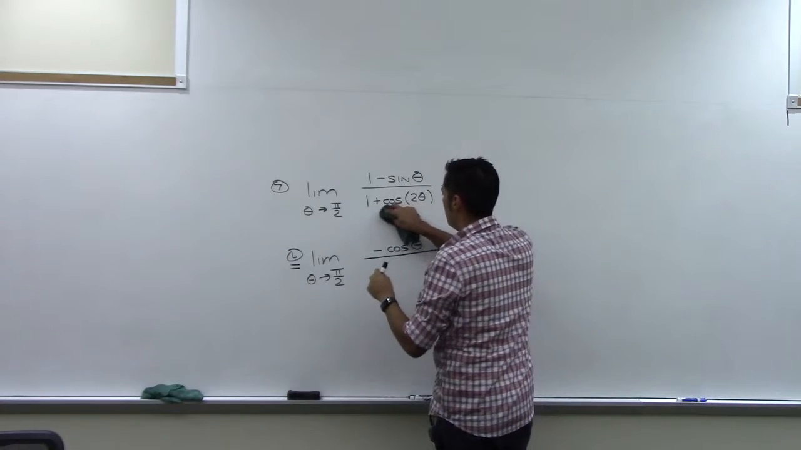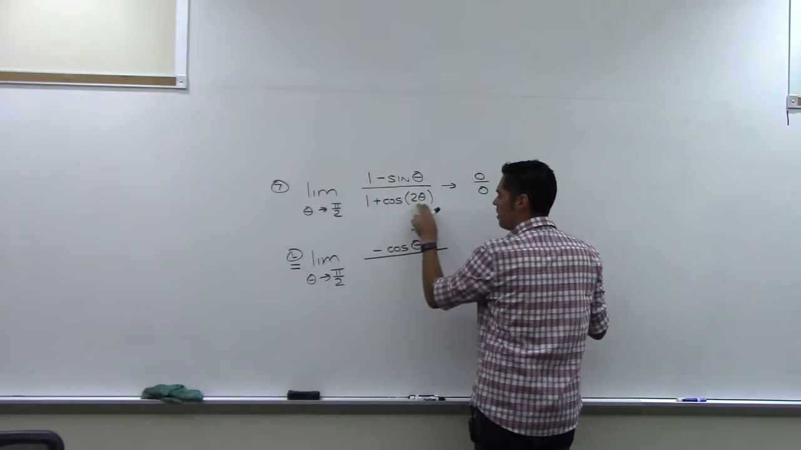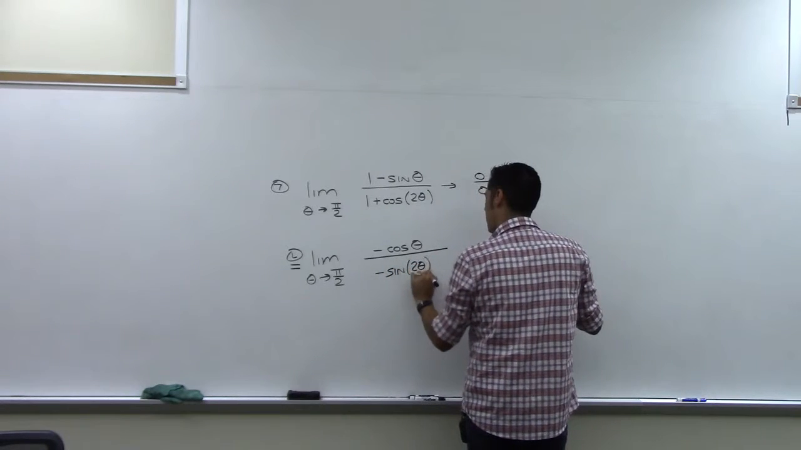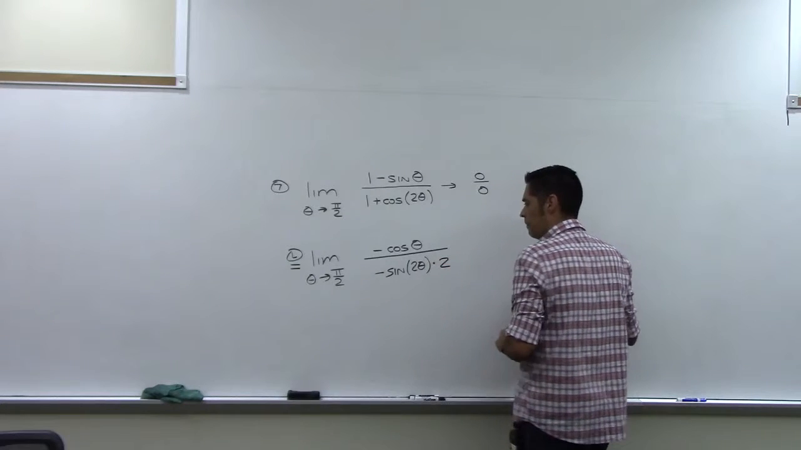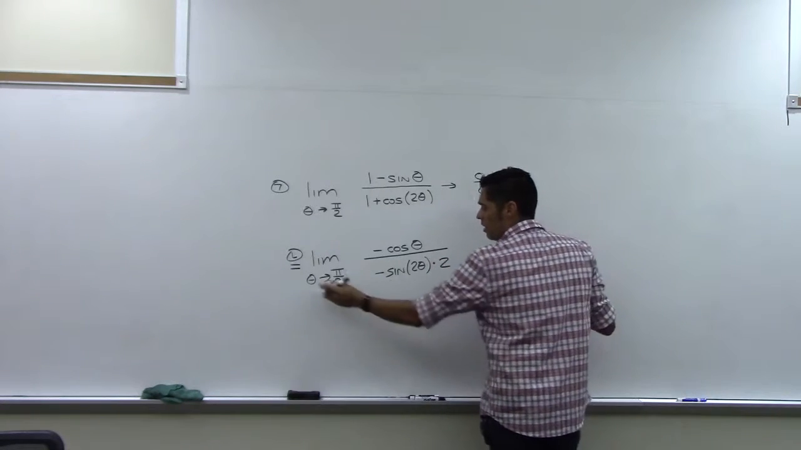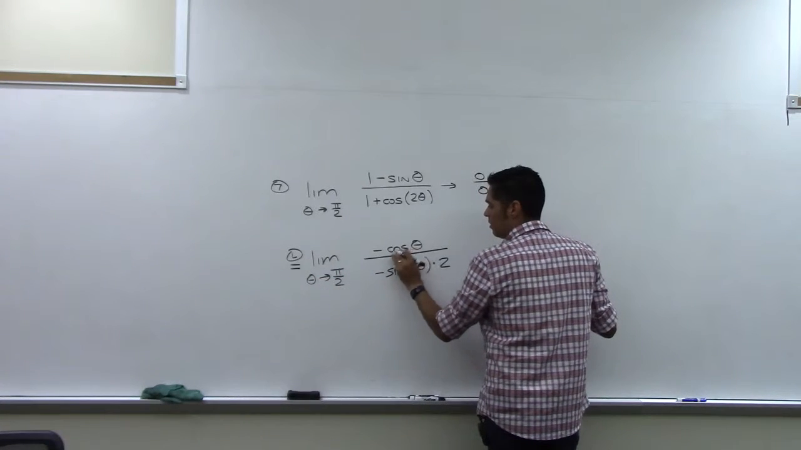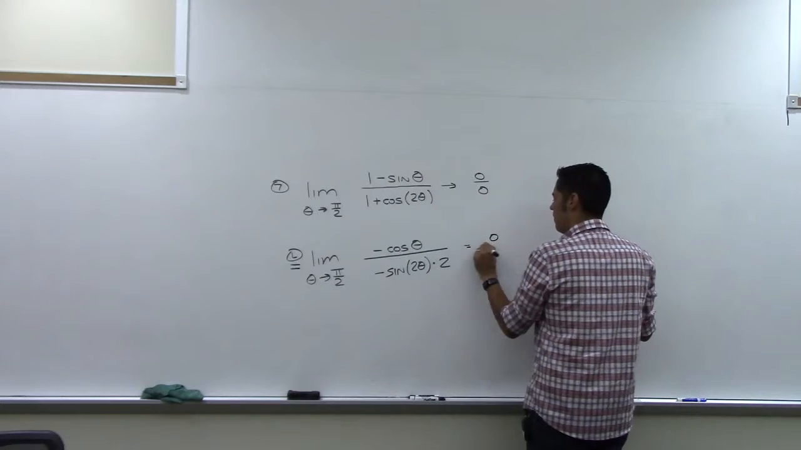And then be careful here because this is chain rule. We have cosine of something. Derivative of cosine of something is negative sine of that something times derivative of what's inside. Derivative of 2 theta is 2. And now we're going to try again. So theta goes to pi over 2. Cosine of pi over 2 is 0. Negative 0 is still 0. So we get 0 on top.